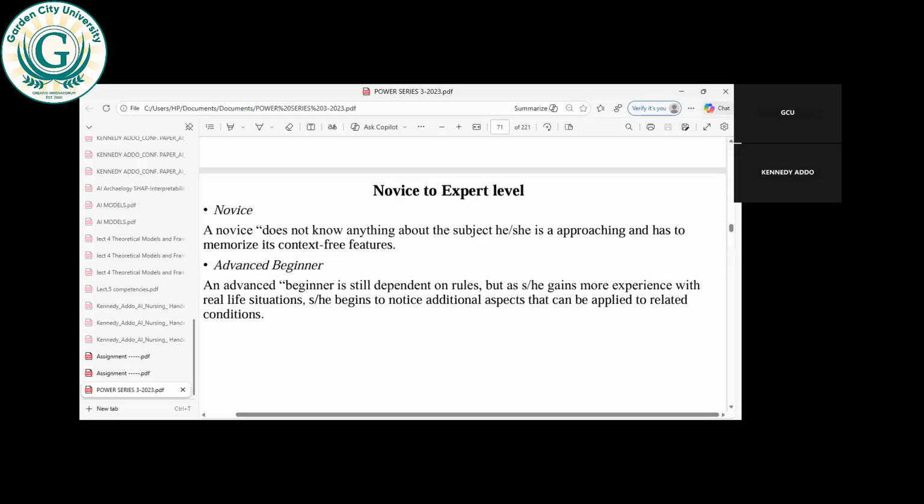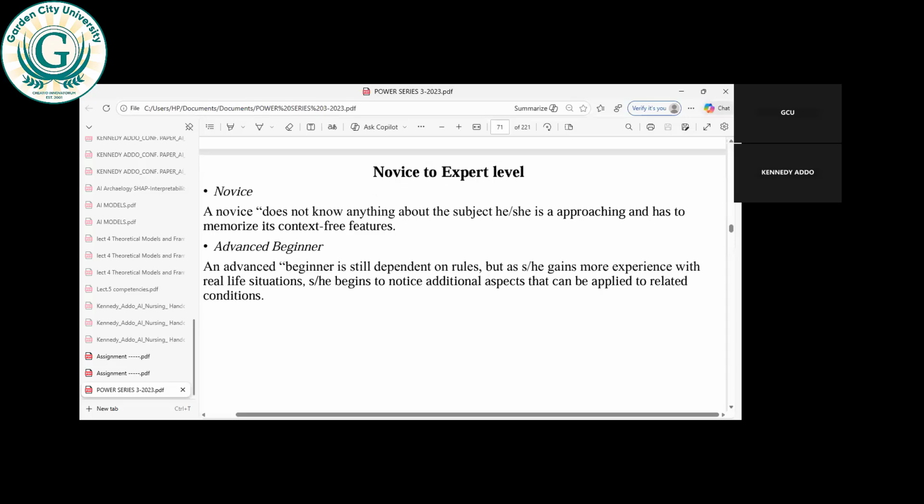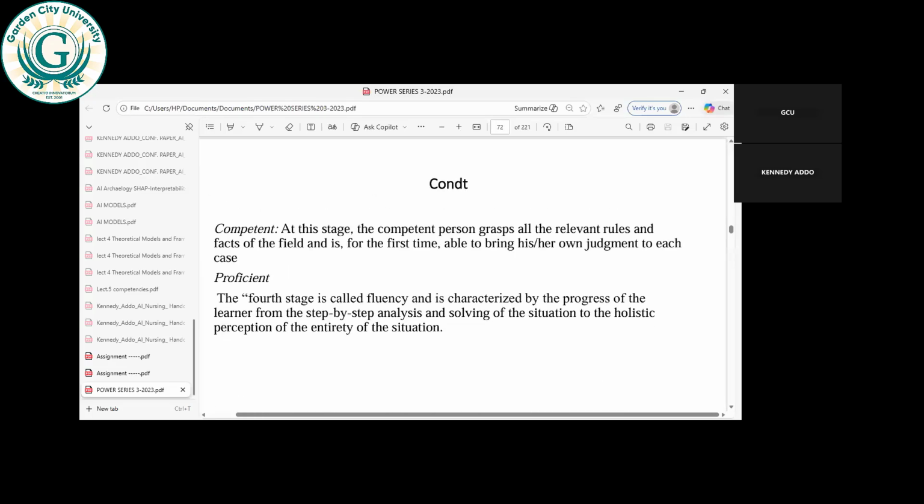So if you are using, let's say, LEMS, a novice will still have to learn the rules of the game, how the features work, how it can be applied to real life situations. So, rules of engagement. Then the advanced beginner, even though you rely on rules, you may see additional features that are not seen in a novice. And that is what an advanced beginner is.